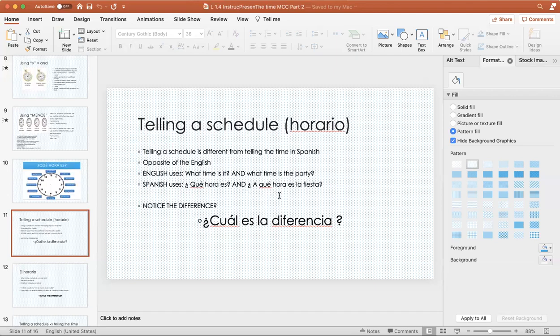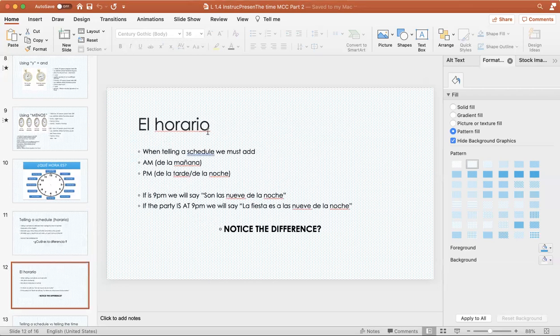To ask what time is the party, the schedule, we will say, ¿a qué hora es la fiesta? Notice the difference? ¿Cuál es la diferencia? No? Okay, so let's find out. El horario. So when telling a schedule, first and foremost, we must add AM and PM, just like we saw before, the new words. De la mañana, de la tarde, o de la noche. These are really idiomatic. If it's 9 p.m., we will say son las 9 de la noche. But if the party is at 9 p.m., we will say la fiesta es a las 9 de la noche.